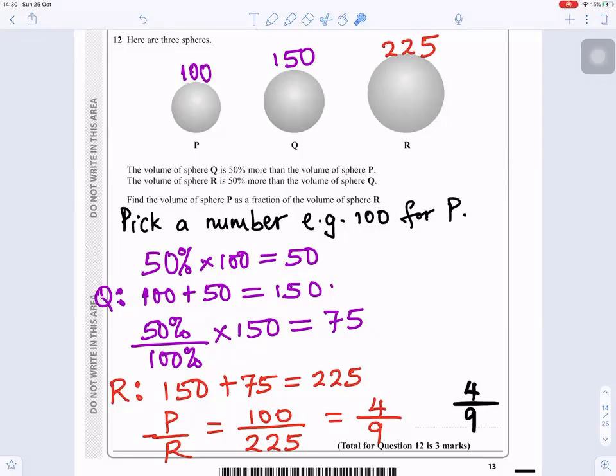So we want to find the volume of sphere P as a fraction of the volume of R. So volume of P divided by volume of R. Volume of P is 100, that's what we chose in the beginning. 100 divided by the volume of R. The last one we found was 225. When you simplify that, it gives you 4 divided by 9. 4 over 9.